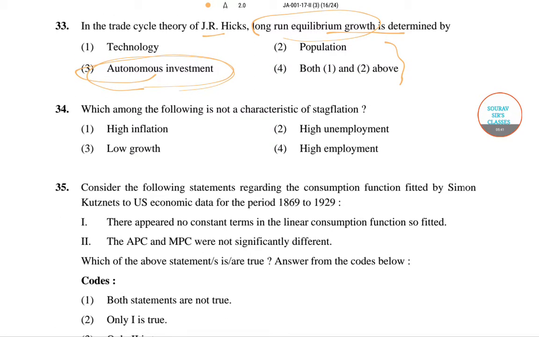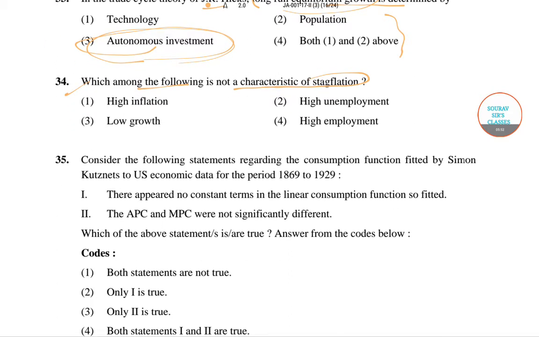Now we'll go to the next question, which is question number 34. In question number 34, it is given which among the following is not a characteristic of stagflation. High inflation, obviously this is a characteristic, so this is not right. Low growth, yes. High unemployment, obviously this is right. For question number 34, we know option 4 is the right answer.